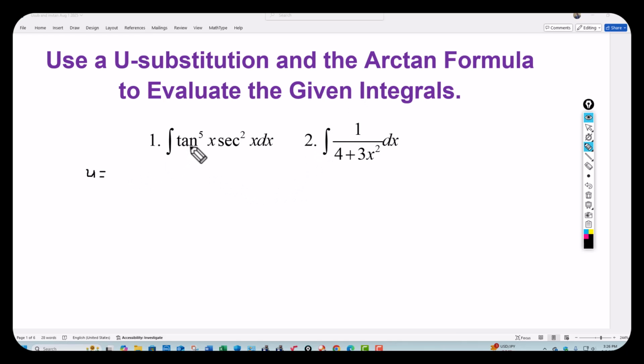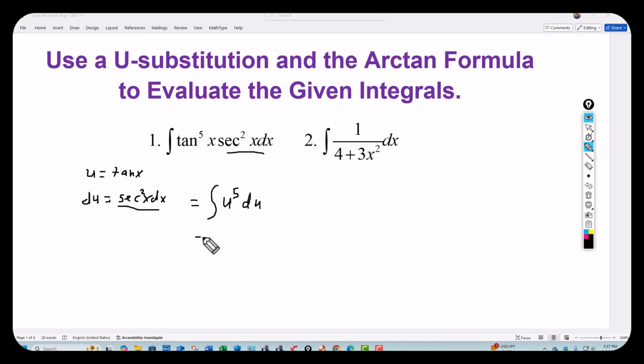So here I know that the derivative of tangent is secant squared. So this one's pretty straightforward. We just let u equal tangent of x. Then du would be the derivative of tangent, giving us secant squared of x dx. And now we can transform the integral into one involving u. So tangent to the fifth, I can replace by u to the fifth. And the secant squared dx, that's your du.